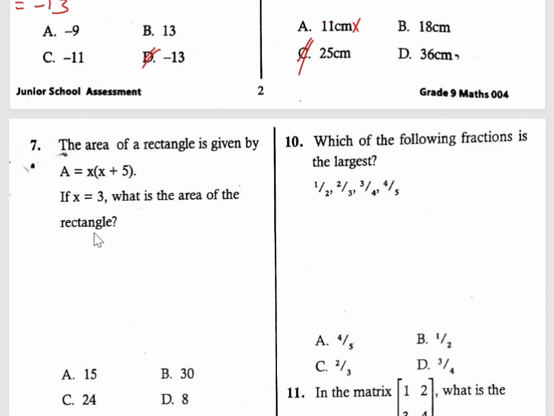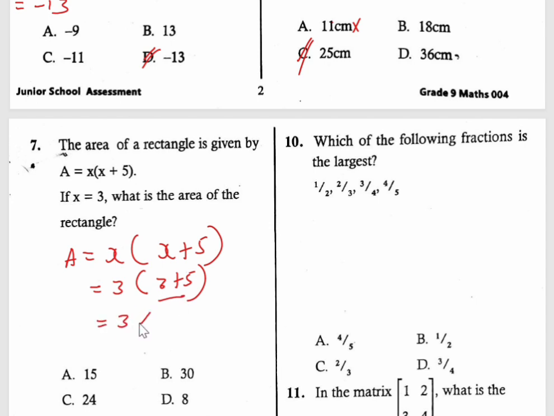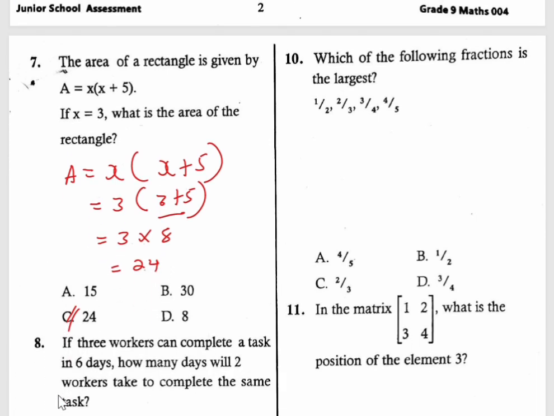So we can use substitution. We're given the formula that A is equal to X into brackets X plus 5, and X is 3. So where we have X, we put 3. This is 3 into brackets 3 plus 5. Adding what is inside, 3 plus 5 is 8. So this is 3 multiplied by 8, which gives 24. Therefore, the correct option is C, 24. Let us continue to question number 8.